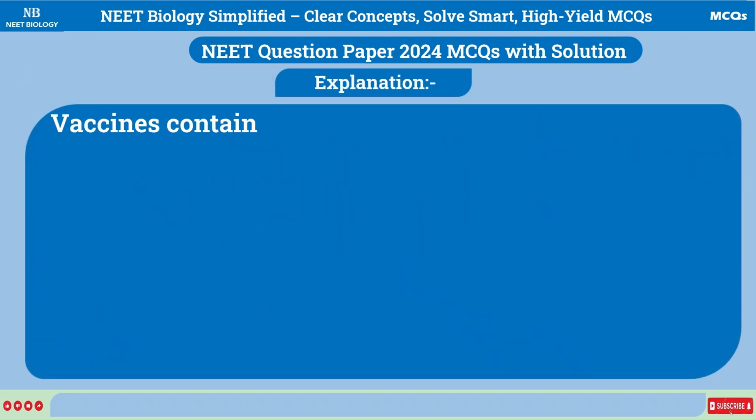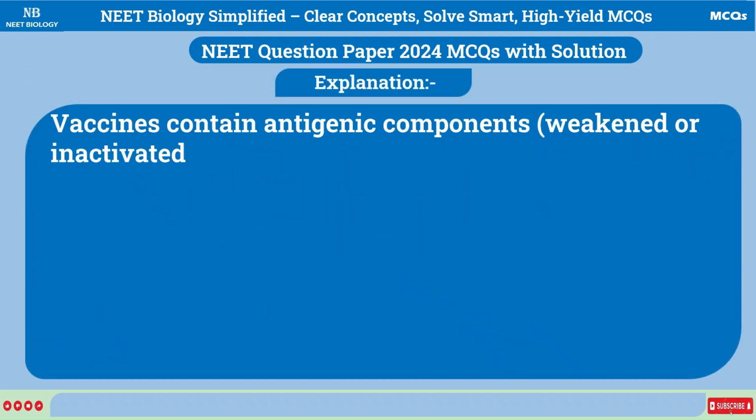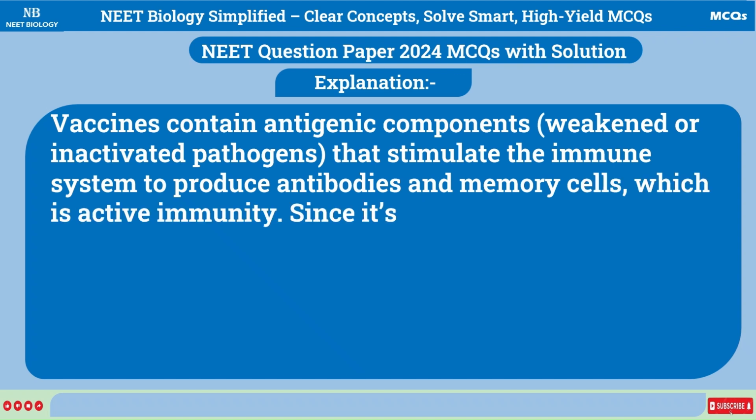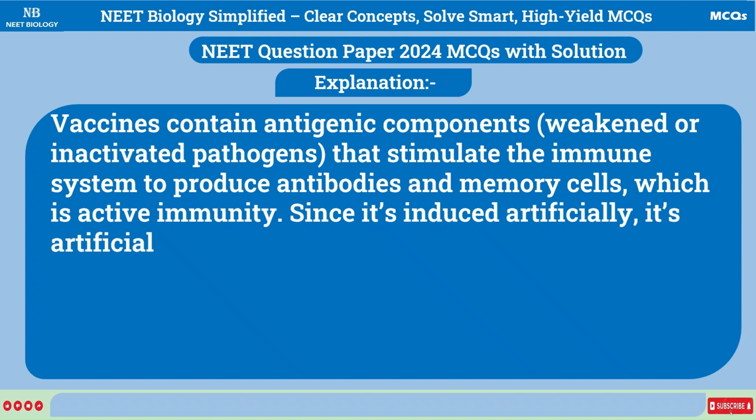Explanation. Vaccines contain antigenic components, weakened or inactivated pathogens, that stimulate the immune system to produce antibodies and memory cells, which is active immunity. Since it's induced artificially, it's artificial active immunity.